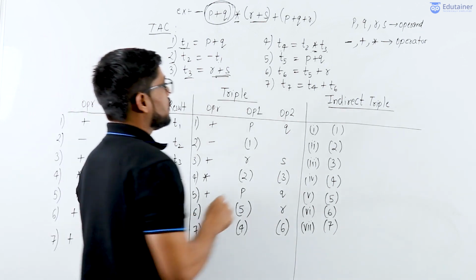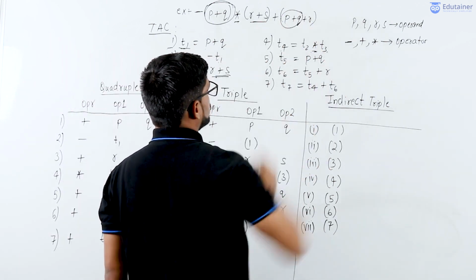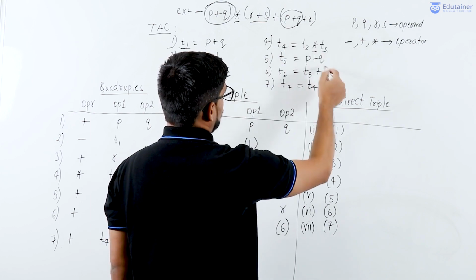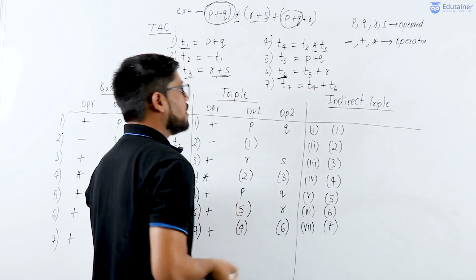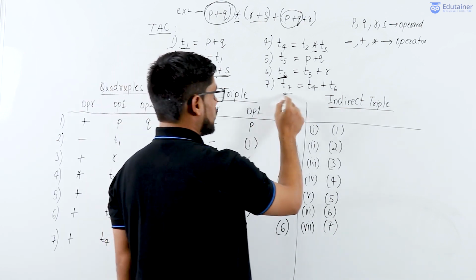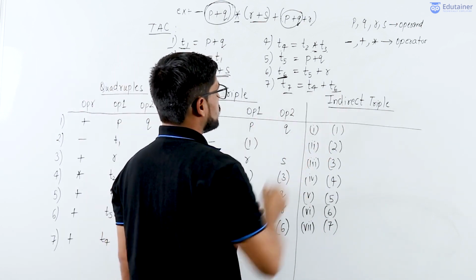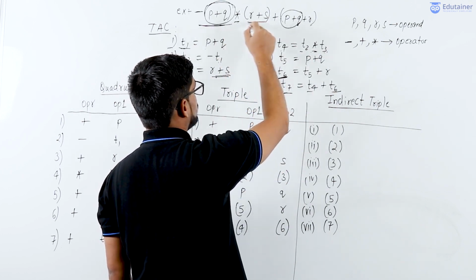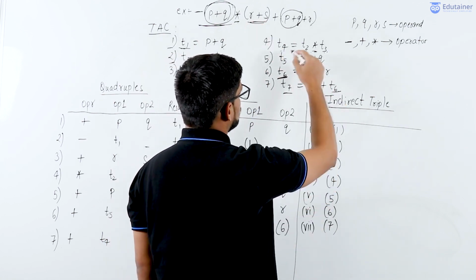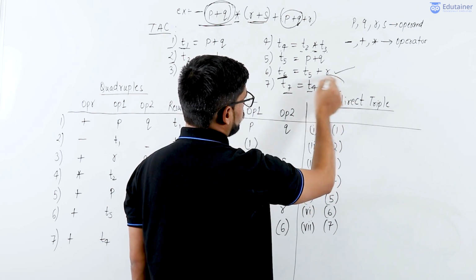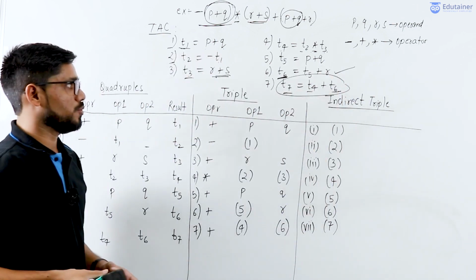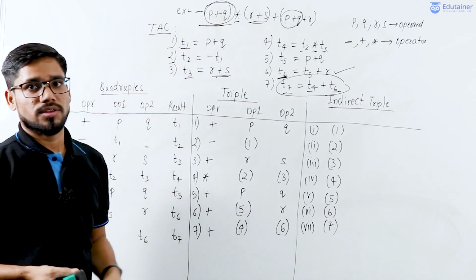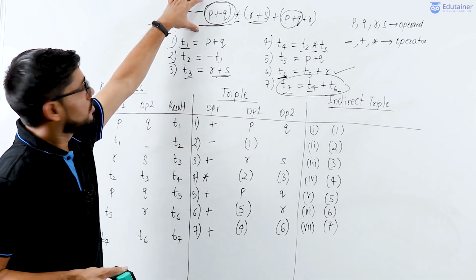Understood? Then t5 is equal to p plus q. And t6 is equal to t5 plus r. So p plus q plus r is nothing but t6. And finally, the last is t7. t7 is t4 plus t6. What is t4? t2 into t3. So t2 is this part and t3 is this part. And t6 is t5 plus r. So we get the final as t7 is equal to t4 plus t6. All these seven lines are nothing but the three address code for this line of code.